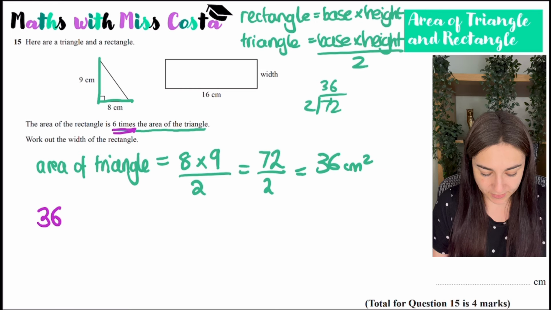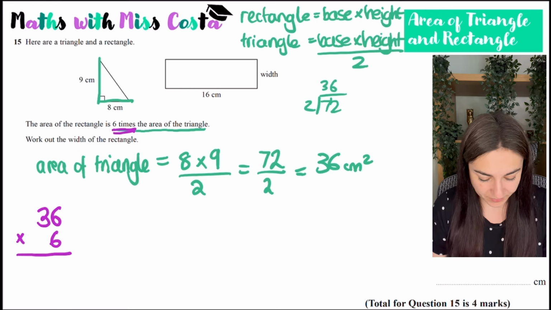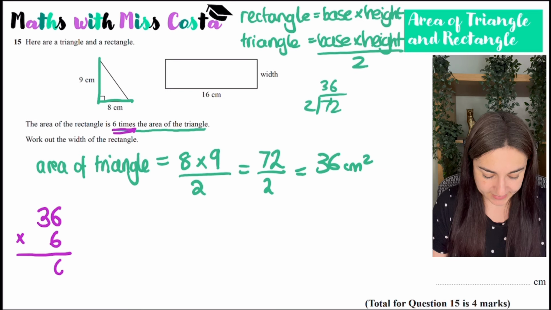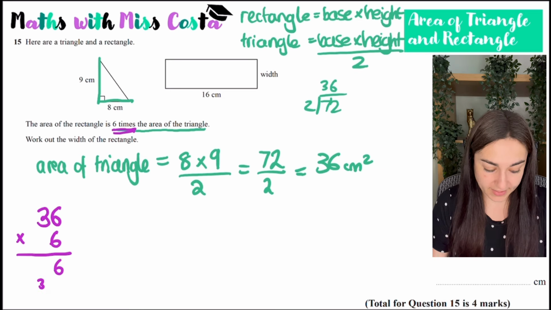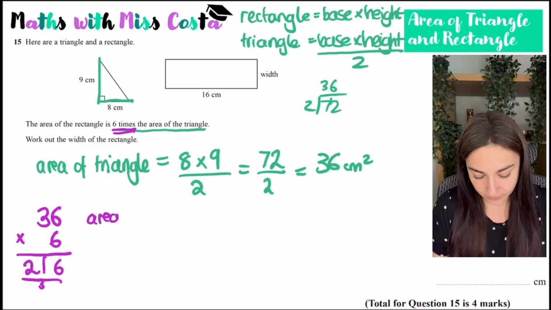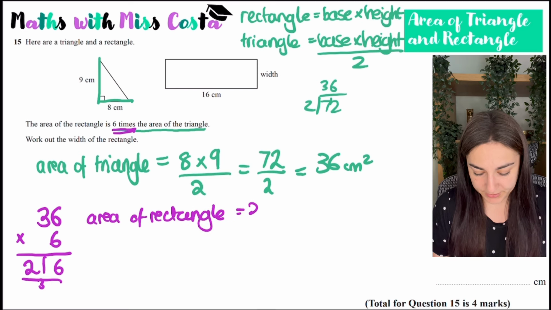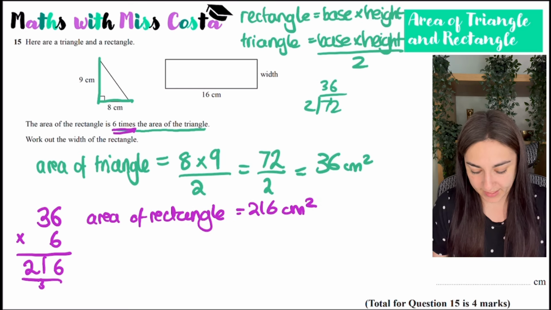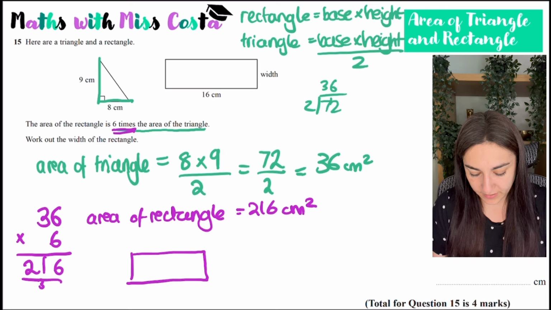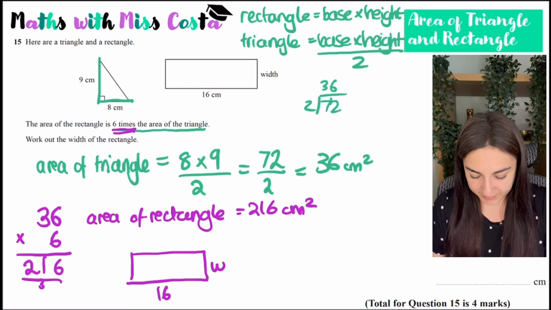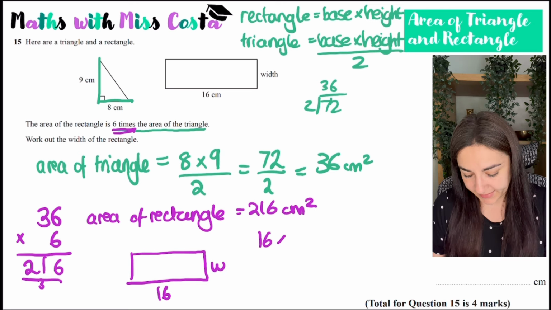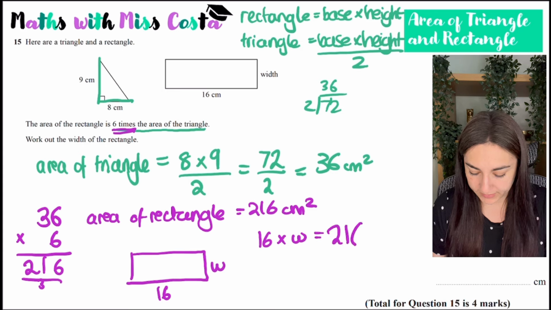So I'm going to need to do 36 times by 6 to figure out what the area of the rectangle is. So 6 times 6 is 36. And 6 times 3 is 18, plus 3 is 19, 20, 21. So the area of the rectangle is 216 centimeters squared.